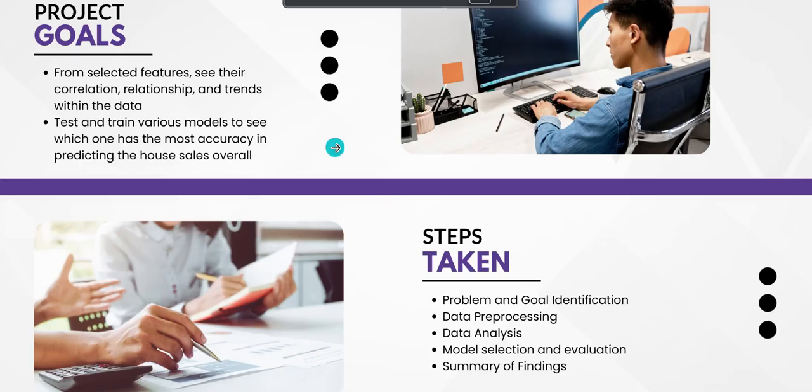Now, the goals of this project were basically 2. The first one was that there were over 80 features within the dataset, but I narrowed down the search to only 4 of them, right? So from the selected features, I wanted to see the correlation, the relationship, and the trends that they had with the sale price, which was our target value. Then we wanted to test various machine learning models, and we wanted to see their accuracy by using the root mean squared error metric.